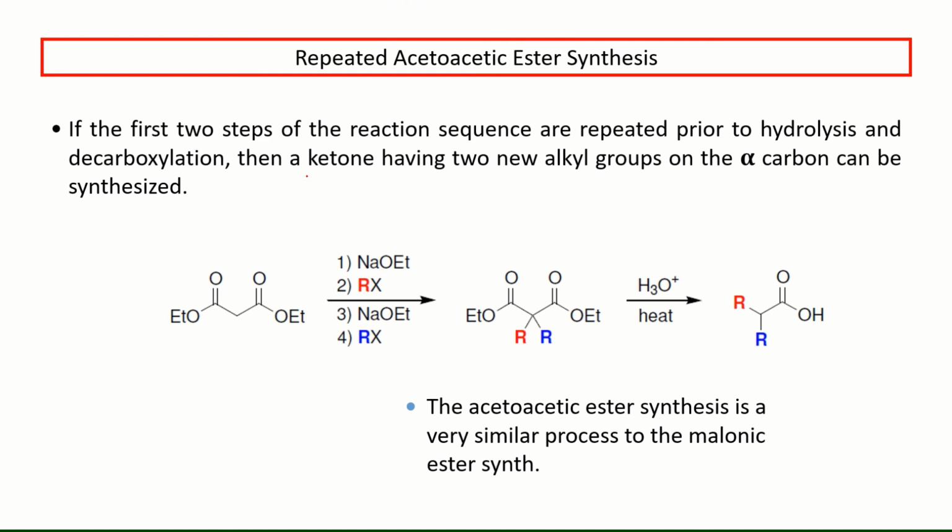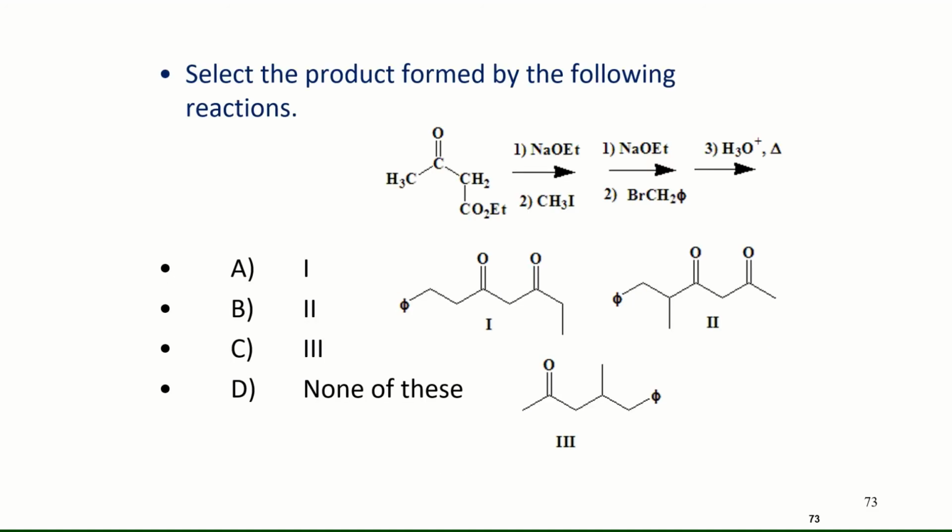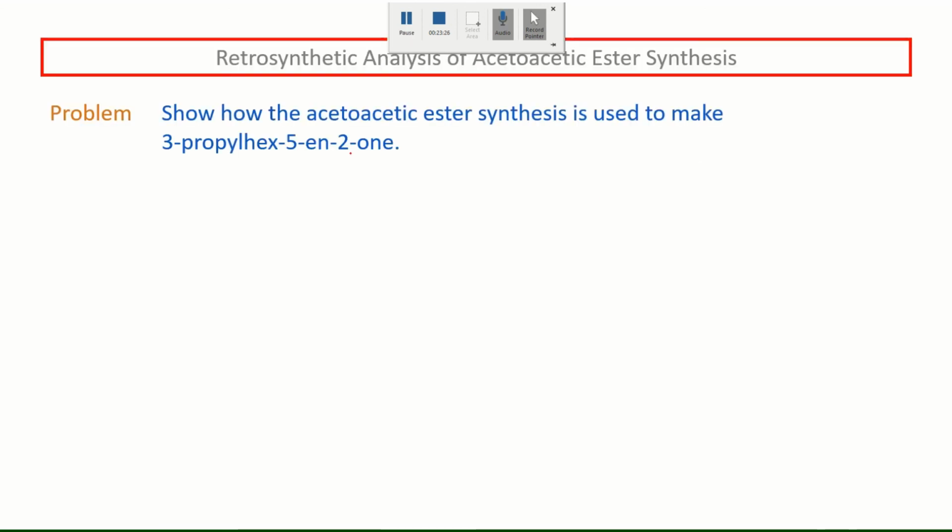Of course, we talked about the dialkylation. So what we can do is look at this species and select the product formed from the following reactions. And you can see we have 2 alkyl groups there. So why don't you go ahead and do this, and we can discuss this the next time we meet.